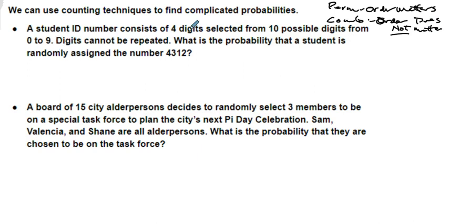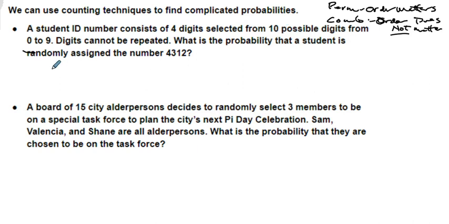A student ID number consists of 4 digits selected from 10 possible digits from 0 to 9. Digits can't be repeated. What is the probability that a student is randomly assigned the number 4312? Now, this would be a much different problem if you could repeat the digits. You'd just multiply it out and be good to go. Now, you can't. So 0 to 9, you've got 10 choices, right?